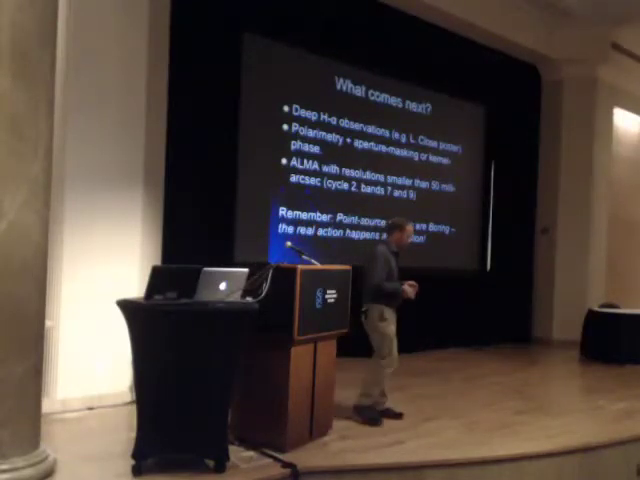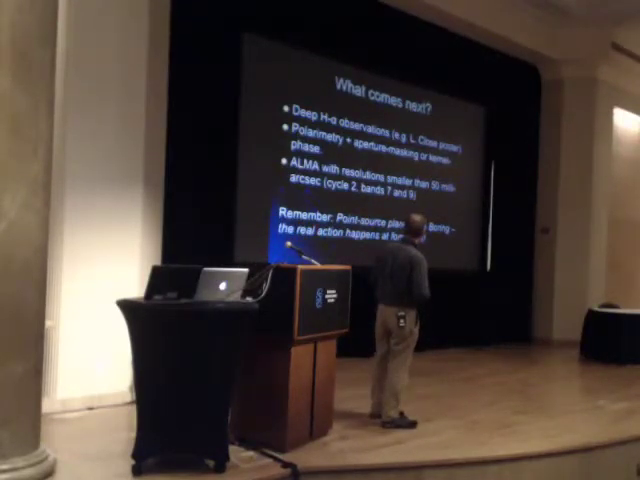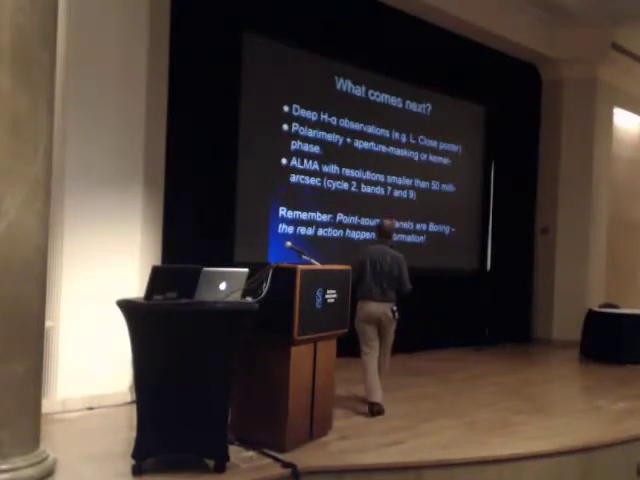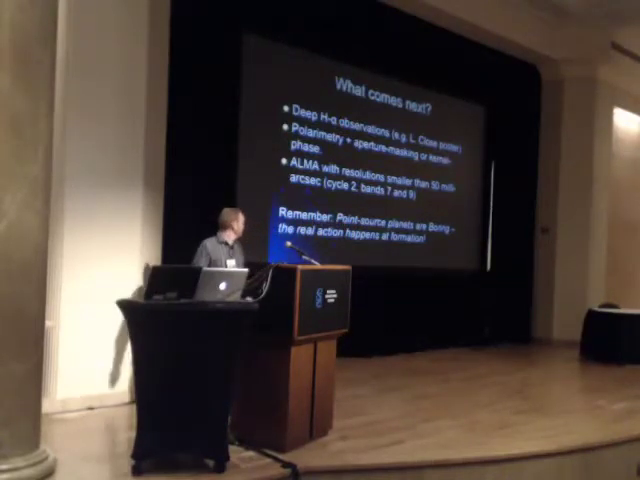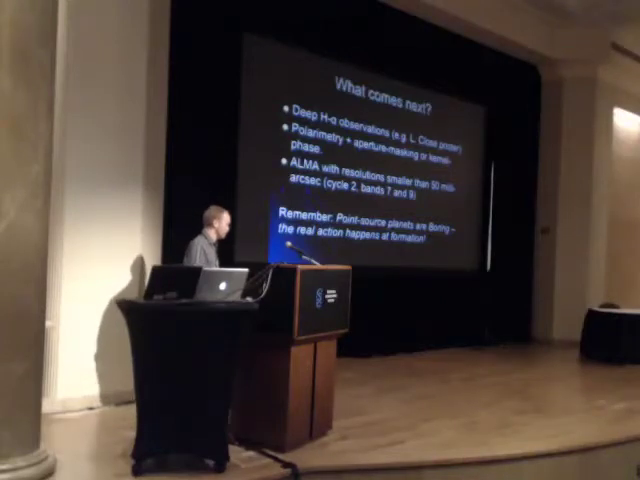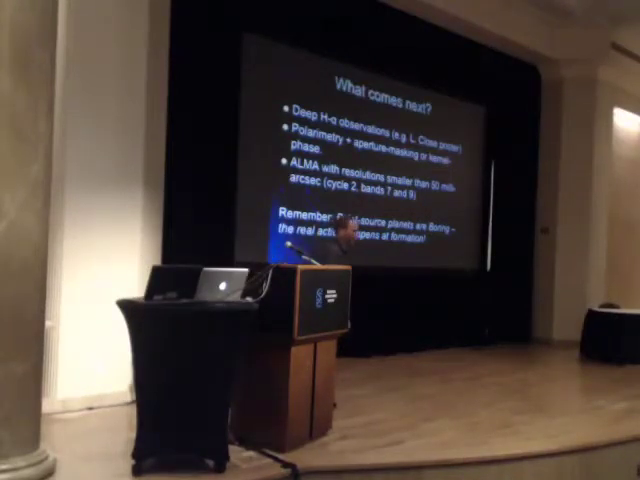Unfortunately, we don't have a good instrument for that in the northern hemisphere. And the one in the southern hemisphere is being decommissioned, but it's something we can certainly do in time. And of course, as soon as ALMA gets 2-kilometer baselines, hopefully we'll be able to see extra things there too. And remember, point source planets are boring, and the action happens at young ages. Thanks.